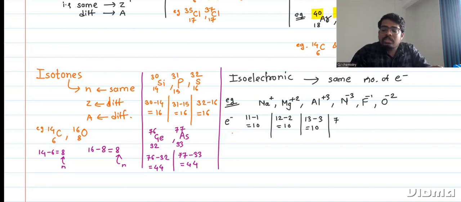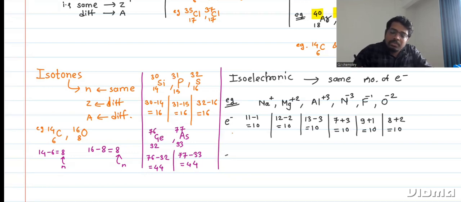Nitrogen, atomic number 7, and there's a minus 3 charge on nitrogen. It means 3 extra electrons are there. So 7 plus 3 becomes equal to 10. In case of fluorine, atomic number is 9, 9 plus 1 is equal to 10. Oxygen atomic number is 8, 8 plus 2 is equal to 10.